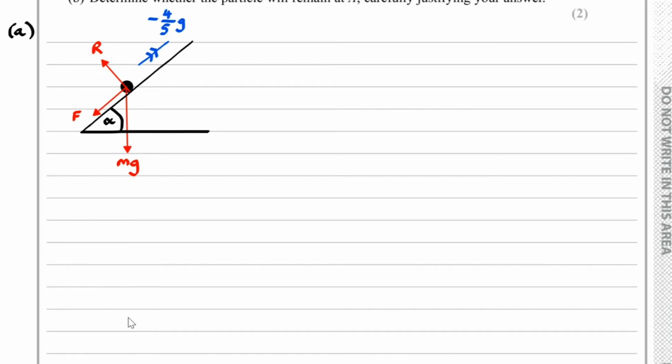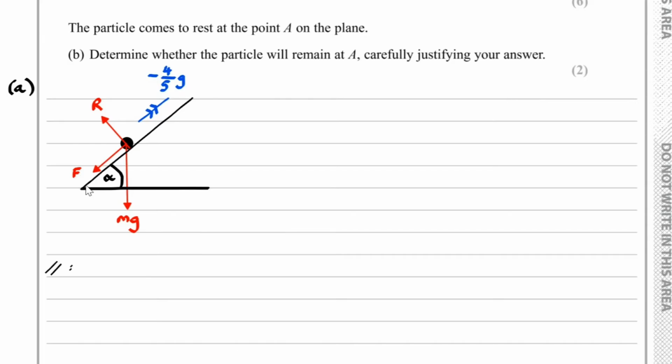Now, if we resolve parallel to the slope we've got minus F minus mg sine alpha, and that's equal to the mass times the deceleration, so that's F equals ma. So we've got minus 4/5 mg.